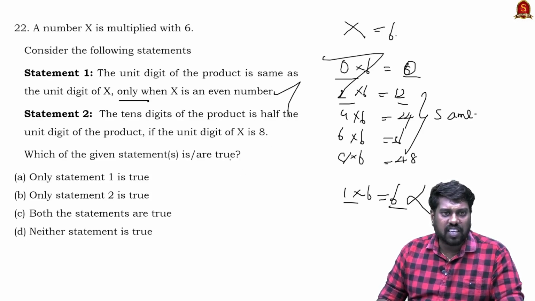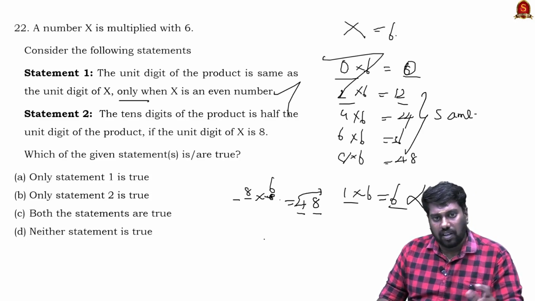See the second statement: the tens digit of the product is half of the unit digit of the product. So what will be the tens digit? If you take a number, this will be the tens digit. If I multiply with 6 and the unit digit is 8, here 8 into 6 will be 48. So 6 8s are 48, and here your unit digit and tens digit are there. Your tens digit is nothing but half of the unit digit, as mentioned in the question.